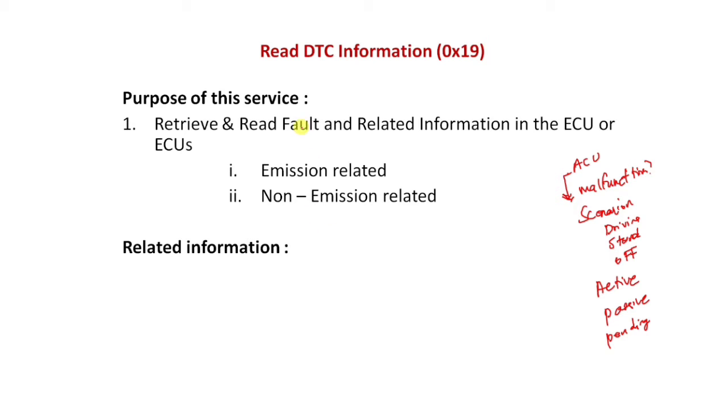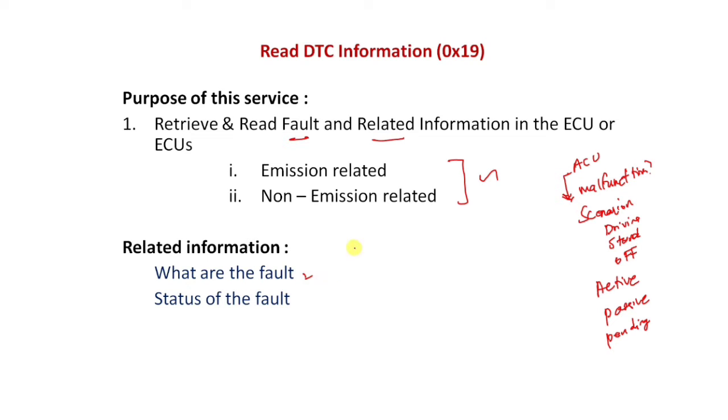So you can understand, using the read DTC information service you can retrieve the fault and related information. Again, fault means both emission and non-emission. So what is the related information, what does it contain? And what are all the faults?